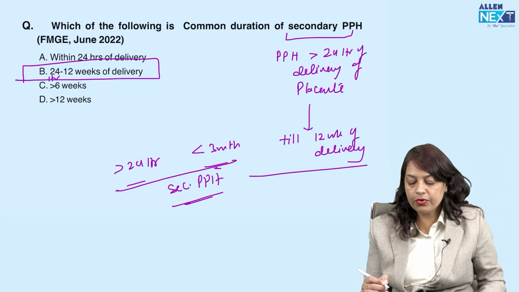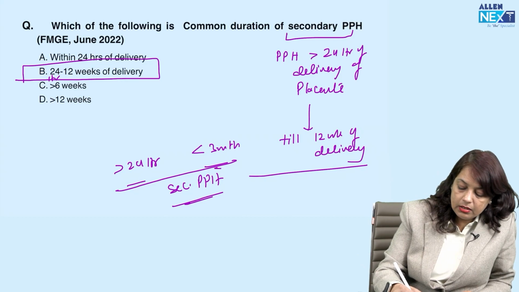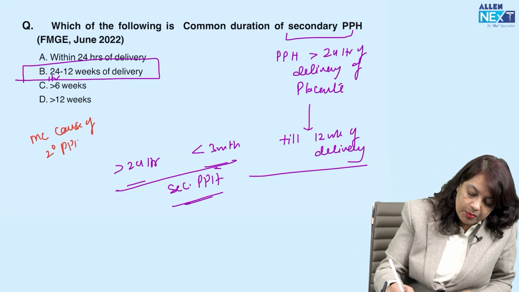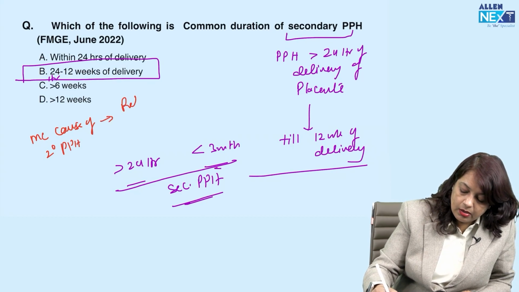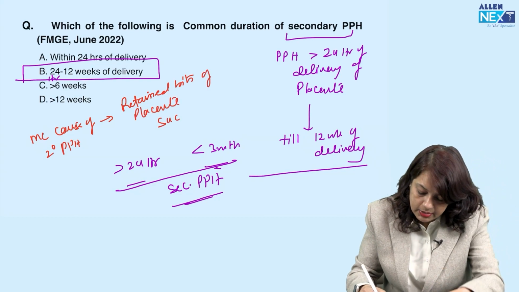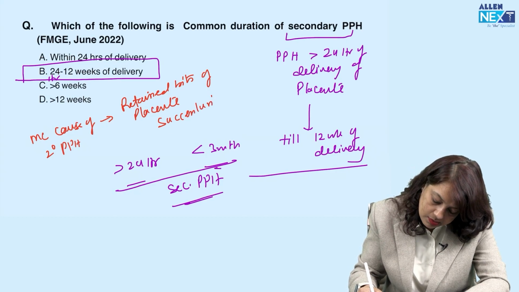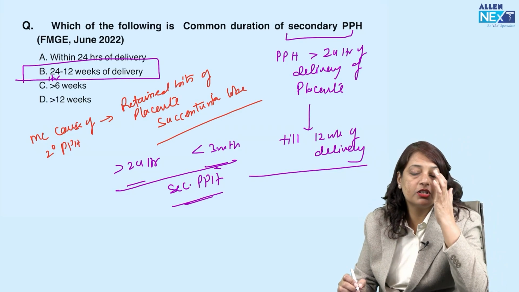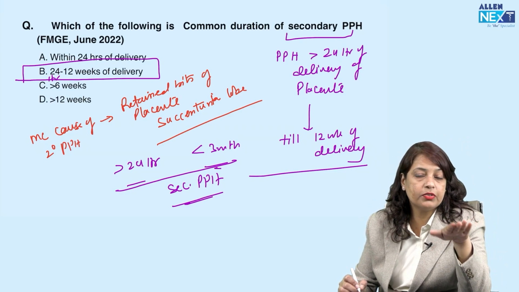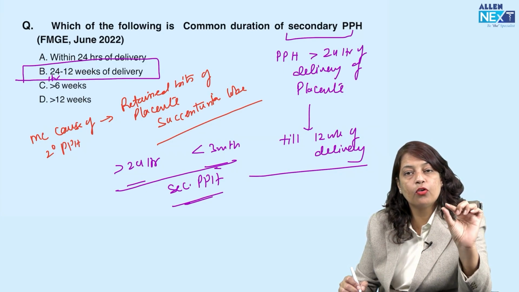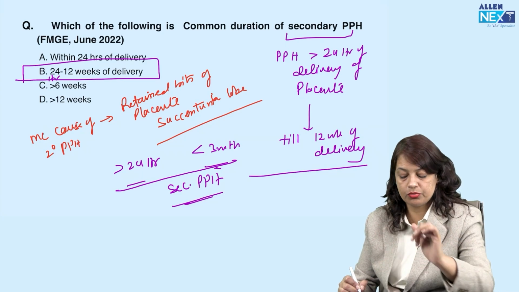to 12 weeks of delivery, and the most common cause of secondary PPH is retained bits of placenta, which is succenturiate lobe. Retained bits of placenta, and the management of this case is gentle curettage in the operation theatre followed by methergine or oxytocin.